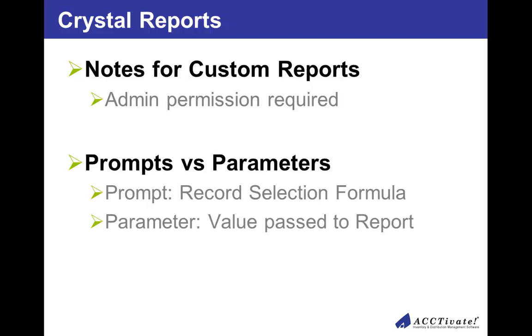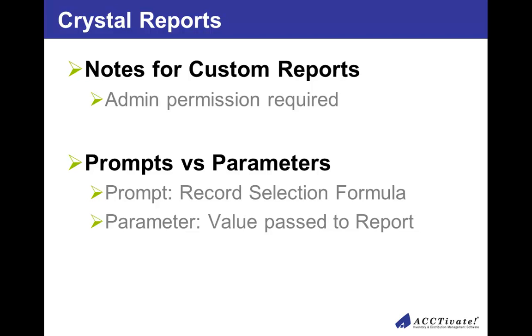The other thing we should go through is when to use prompts or parameters. This came up after our last Crystal Reports webinar. The question is, Crystal has a parameter and ACCTivate has a prompt. What's the difference? The main thing is that a parameter passes the value to the report. We don't do anything to filter the data explicitly. The value goes into the report, and you can do whatever you need to with that parameter value.